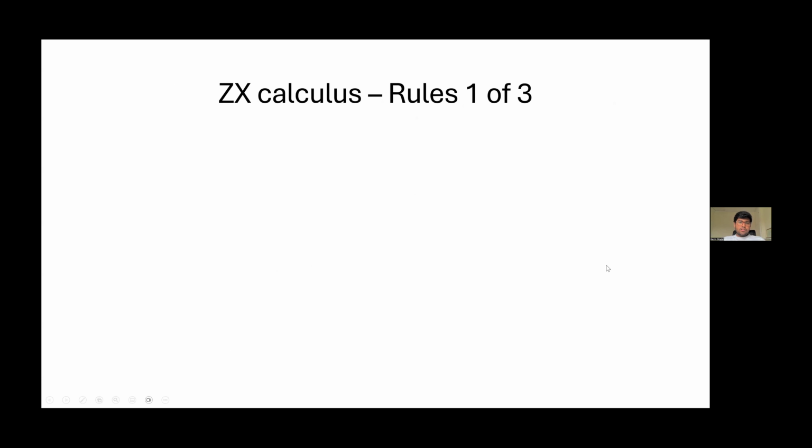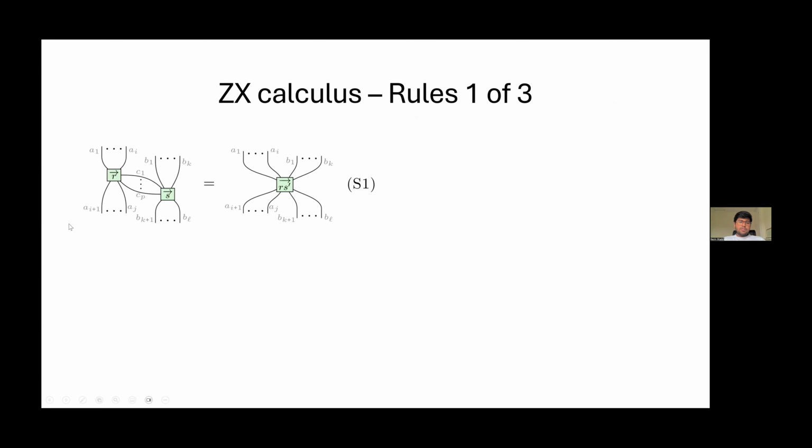Okay, so let's talk about the rules. So the first rule is the fusion rule. So if I have a spider labeled R and S, I can fuse them, and this will result in a new spider where the vectors are multiplied element-wise. Now, because these vectors may be of different length, we always cut off to the vector which is smaller.